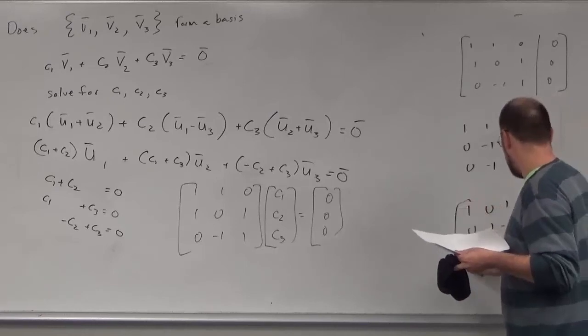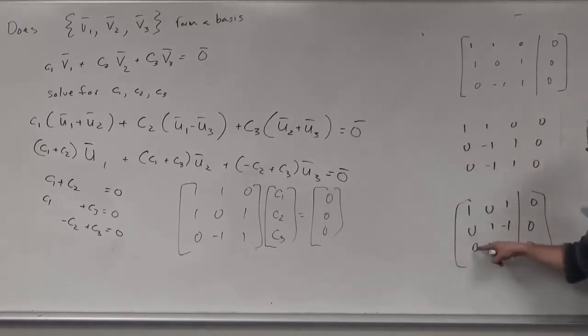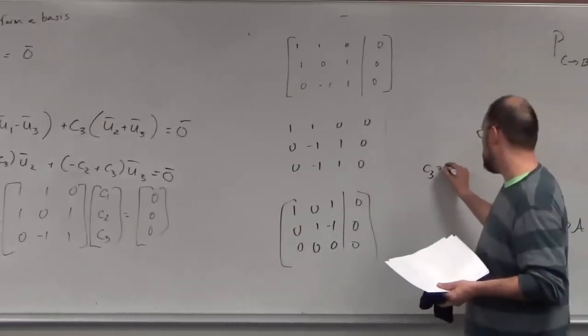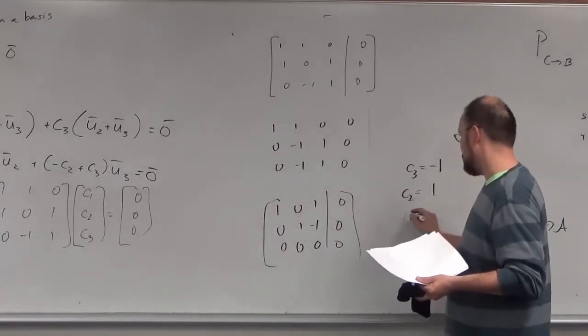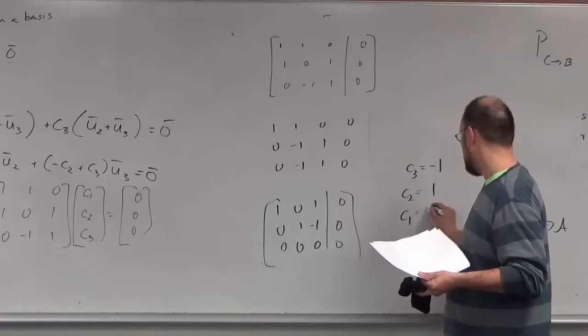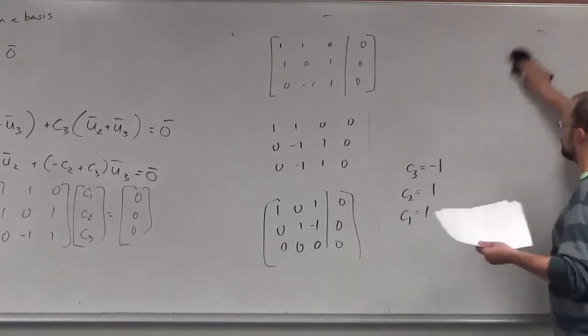All right, let's row reduce. Clearly, the determinant of our matrix would be 0 because we have a row of zeros here. So we know that these do not constitute a basis. So we have, for example, C3 could be equal to -1, then C2 would be 1, and C1 would be 1. Okay, so the claim is that we found a non-trivial solution.